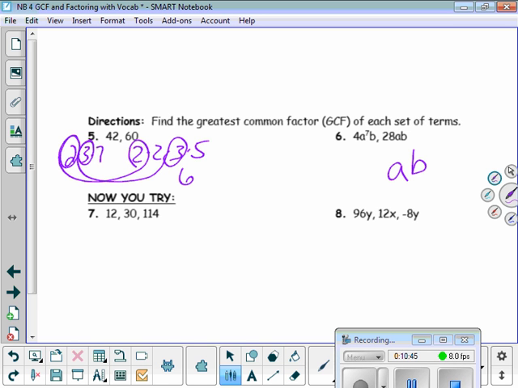Menu, number, greatest common. Do you see it in the list? Type in 4, 28. And push enter. Here you go. Find the GCF.